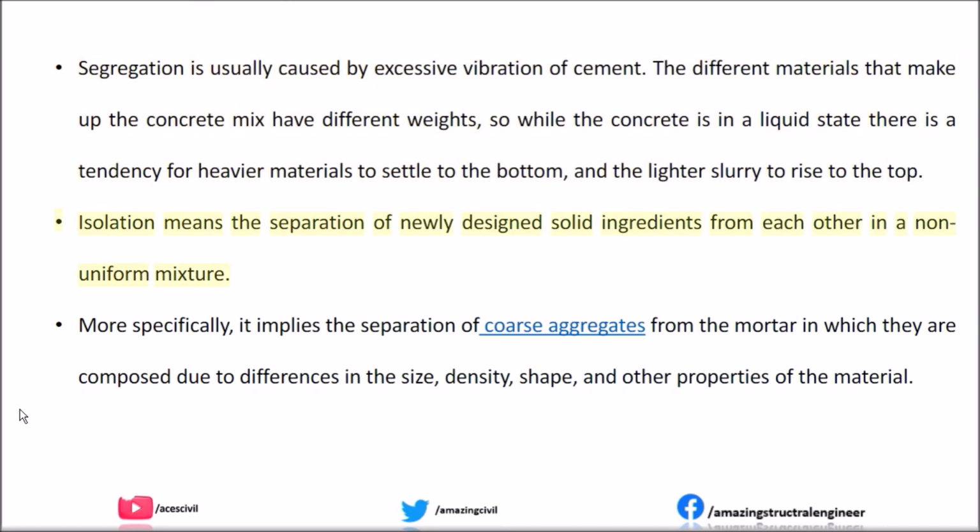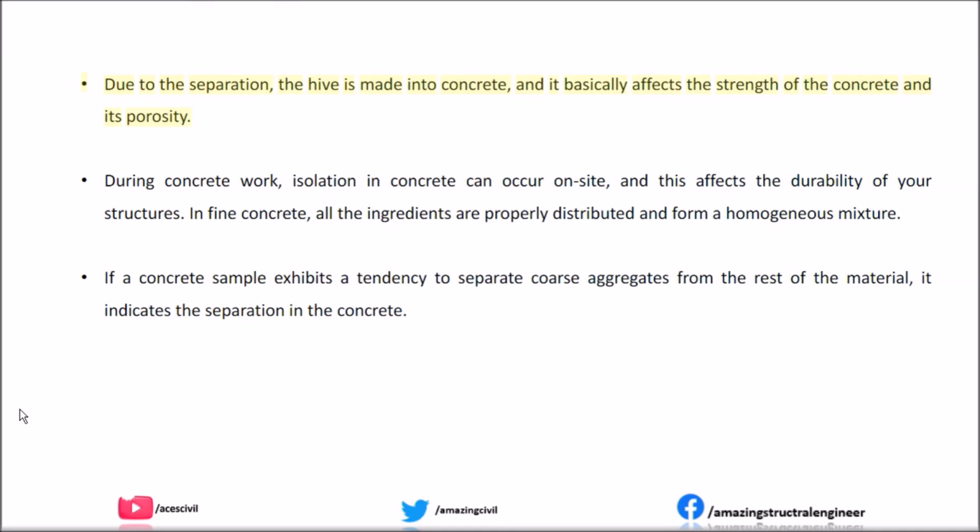Segregation means the separation of the solid ingredients of a freshly mixed concrete from each other, resulting in a non-uniform mixture. More specifically, it implies the separation of coarse aggregates from the mortar in which they are embedded, due to differences in the size, density, shape, and other properties of the material. Due to segregation, honeycombing occurs in concrete, and it basically affects the strength of the concrete and its porosity.